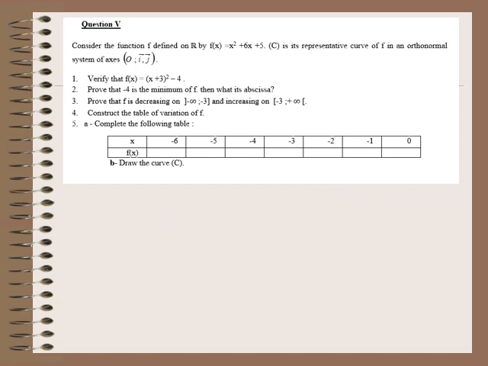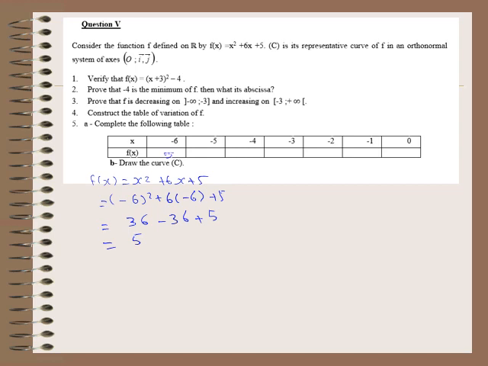Now we want to complete the following table. So substitute x in the equation of f(x). We have f(x) equal x² + 6x + 5. We start substituting the numbers. I'll do the first one: (−6)² + 6(−6) + 5 equals 36 − 36 + 5. It gives us 5, so we write 5 here.